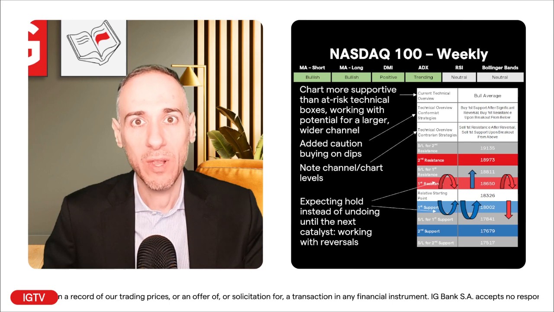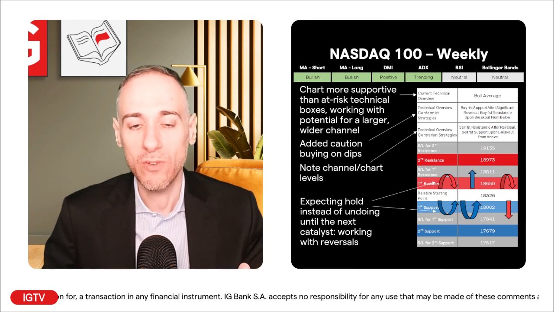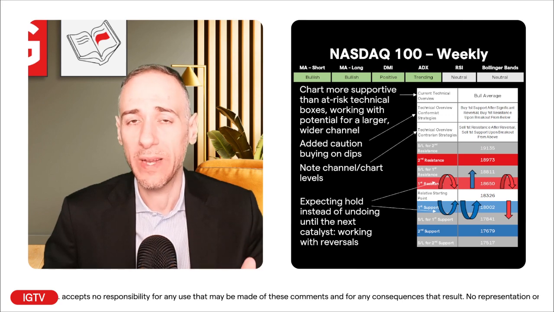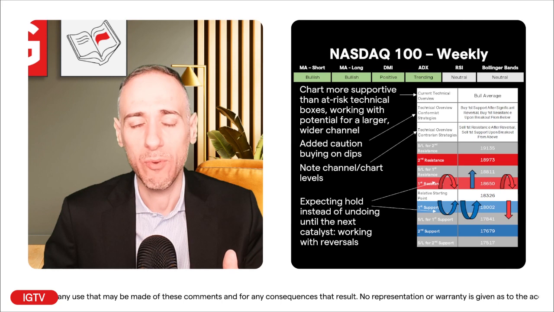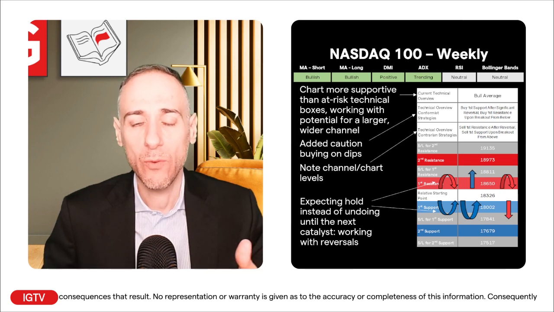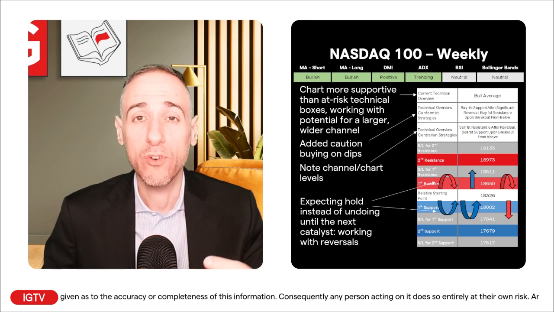But there are those in the camp that go, okay, I kind of expect things to hold at these levels. We'll talk a little bit about it when we get to fundamental considerations, but they're kind of going, okay, I expect it to hold until we get to the next catalyst, whether earnings, for example. But that means that you're working with a more consolidatory approach, where you're working with reversals off the first resistance.